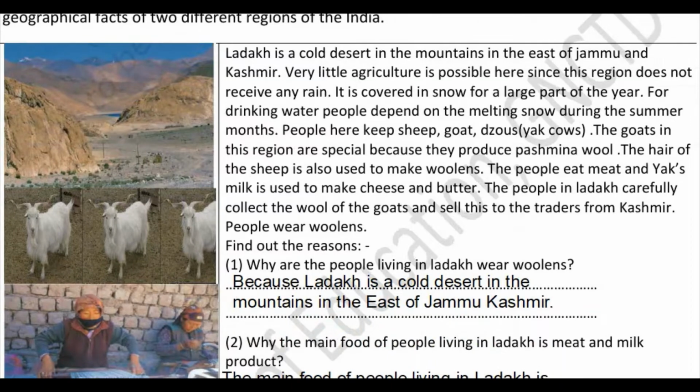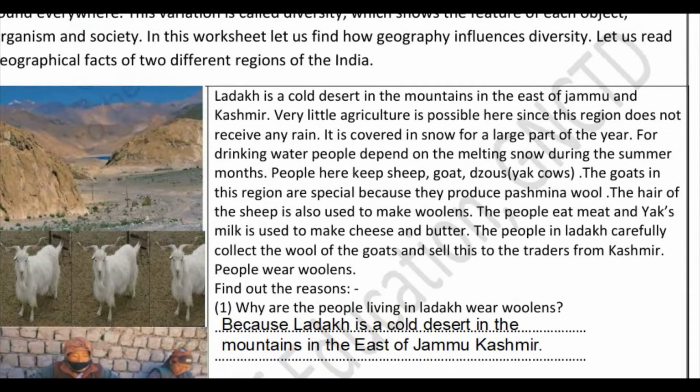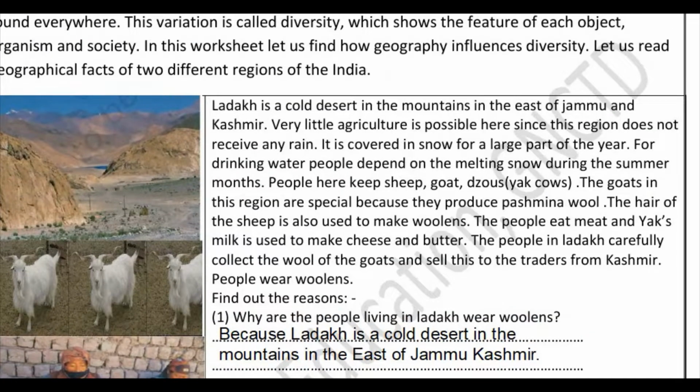So first one is, here you can see Ladakh. So let us read what's given. Ladakh is a cold desert in the mountains in the east of Jammu and Kashmir. Very little agriculture is possible here since this region does not receive any rain. It is covered in snow for a large part of the year. For drinking water, people depend on melting snow during the summer months.